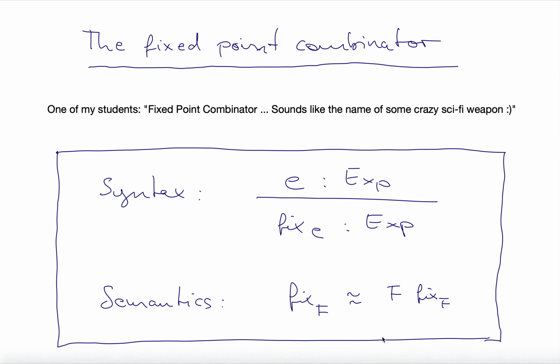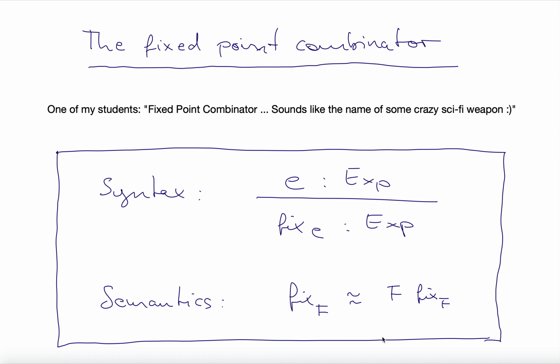In this video, I want to explain the fixed point combinator. As one of my students said, fixed point combinator sounds like the name of some crazy sci-fi weapon. And indeed it is. What the fixed point combinator will allow us to do is to start from a programming language and then add recursion to it.